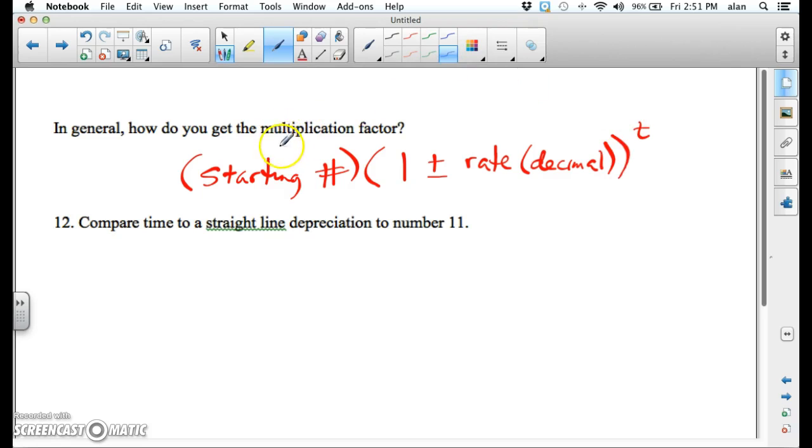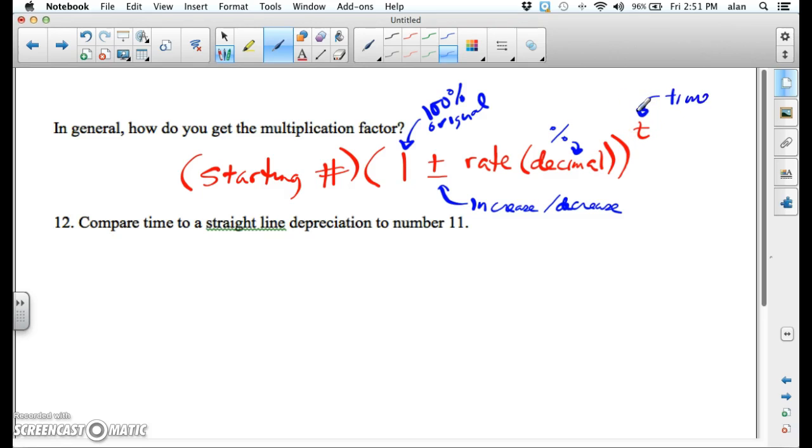So let's break that down. We have our starting number. We have 1, which represents, in our problems, 100% of our original value. And that rate is either going to be increasing or decreasing our amount. And then keep in mind the rate is a decimal, and usually they give it to you in a percent format, so we change it to a decimal format. And then the t is representing our time.